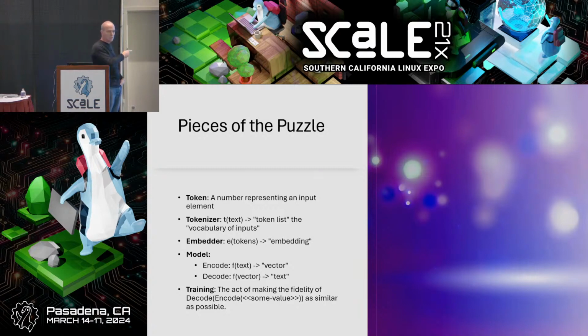An embedder is a thing that knows how to take those tokens, those numbers, and produce a vector. A model knows how to encode the initial text into vectors, do the whole thing, look for whatever, and also knows how to decode back from a vector to the original text. And it provides completions, not exact matches. And training is what we talked about.